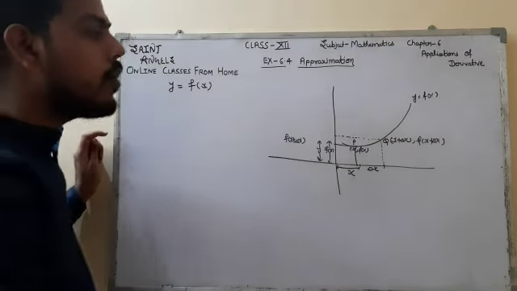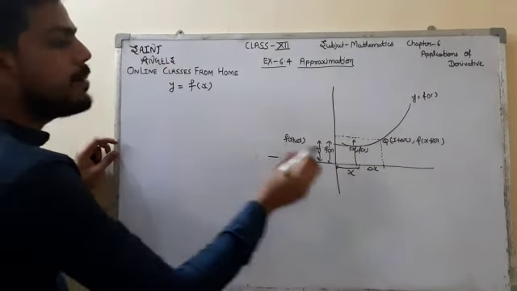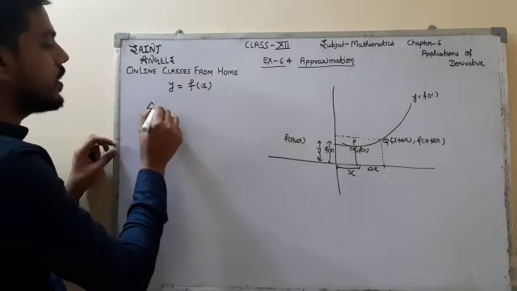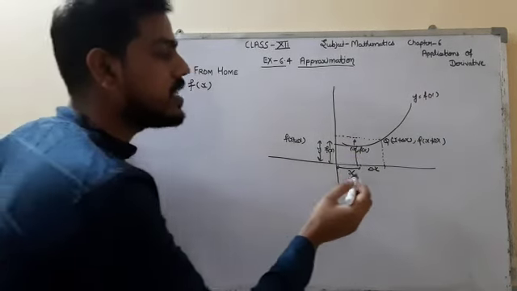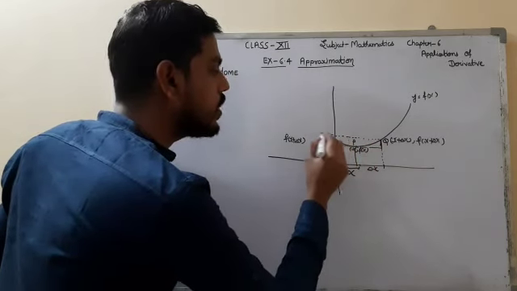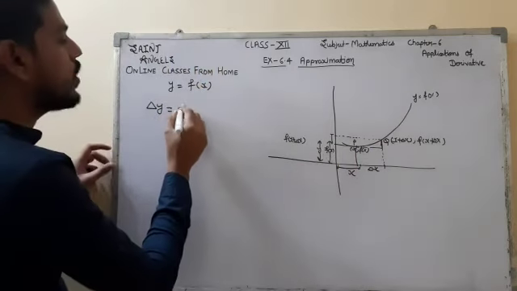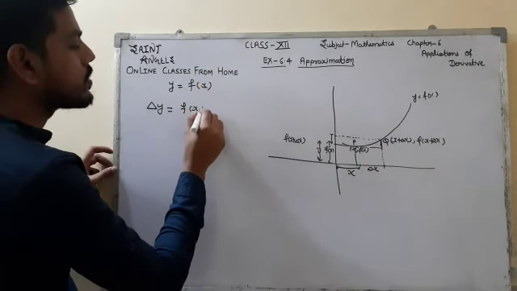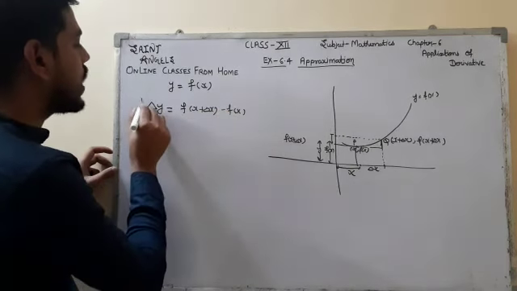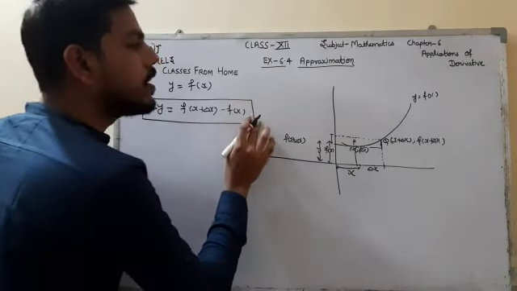Okay. So now we all know what the change in y would be. Suppose I denote the change in y, with respect to x, as delta y. So how much change happened? This is the value of change. So delta y would be f(x plus delta x) minus f(x). It is the same concept which I explained in chapter 5 when I defined the derivative.